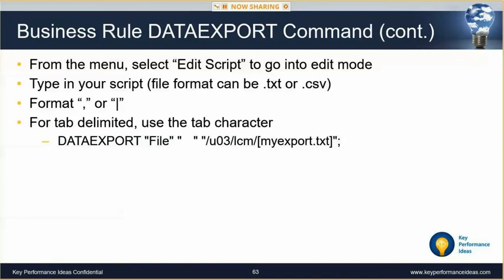You can also use tab delimited. For that, within this double quote here, there's actually a tab. So you make sure that's a tab, not a space, in order to do a tab delimited export. So we would run the data export command after we've done all of our settings and the fix statement. We're sending it to a file, tab delimited, to this location. So it's always going to be U03 LCM, and then you just need to give it a file name here to go to the planning outbox, and that does need to be within these brackets.